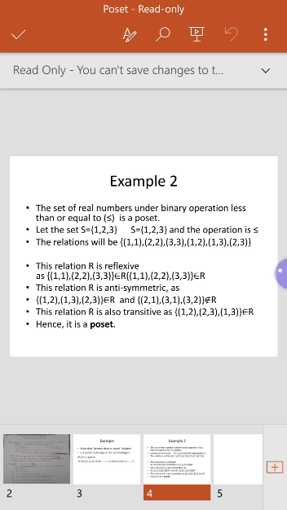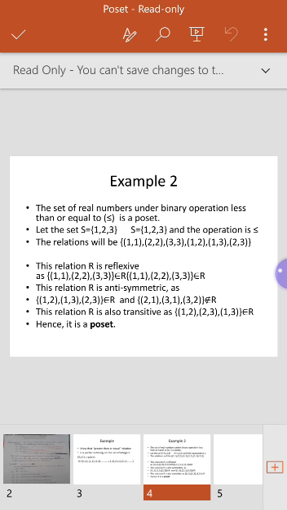Now let's prove reflexive. Yes, it is reflexive. All diagonal elements are in the relation. (1,1) is there, (2,2) is there and (3,3) is there. It is reflexive, as these are elements of R. Antisymmetric, we will check it. For (1,2), (2,1) is not there. For (1,3), (3,1) is not there. For (2,3), (3,2) is not there. Hence it is antisymmetric also.